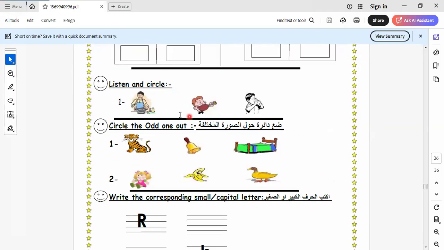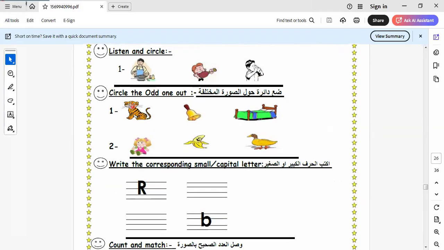Listen and circle. Here is cooking. Here is eat. Here is drink. Okay. Circle the odd one. So here we have something that is odd. What is the odd one here? It will be the animal. Here we have duck and doll. So the strange one, or the odd one, will be the banana.